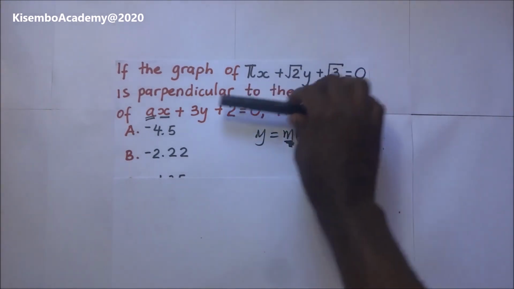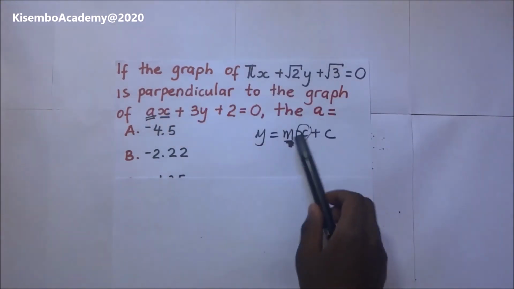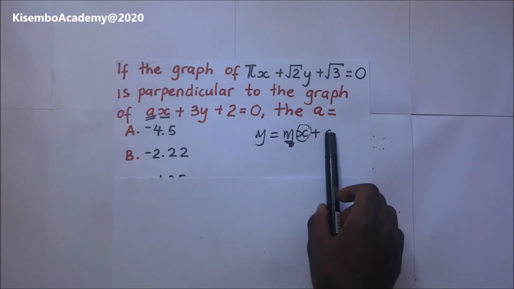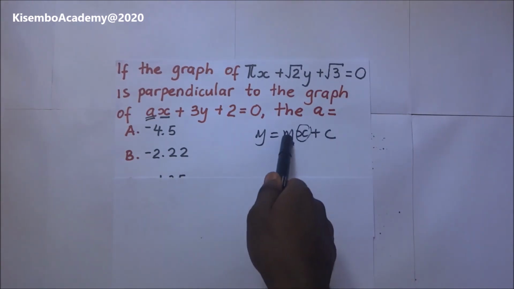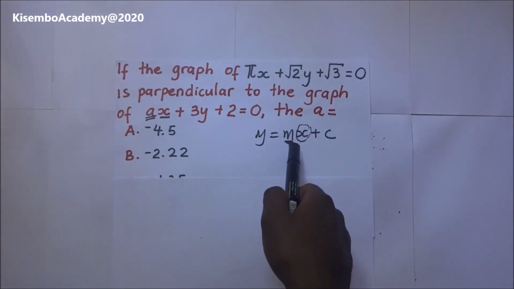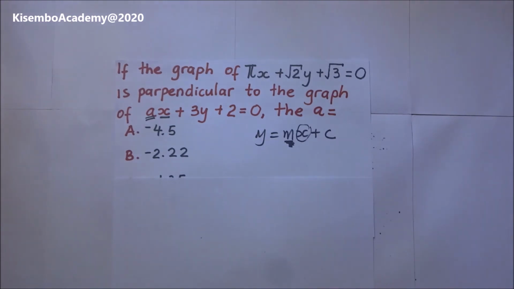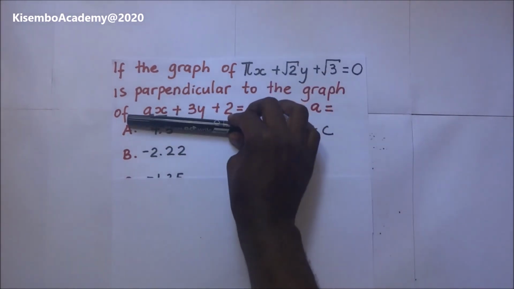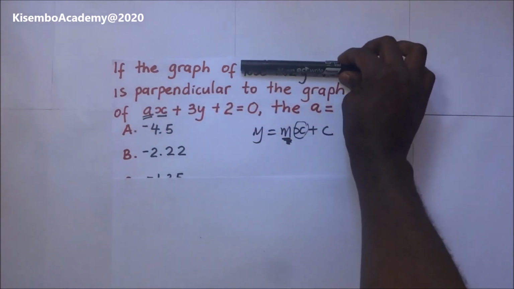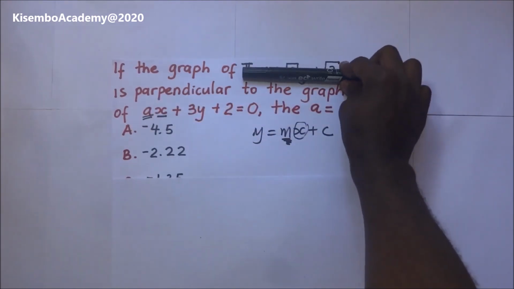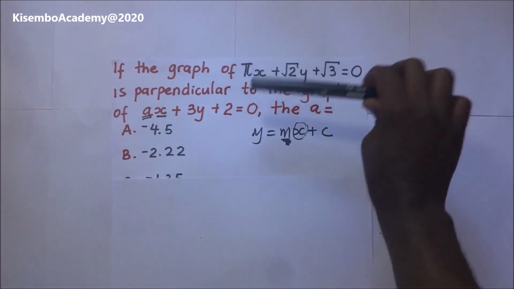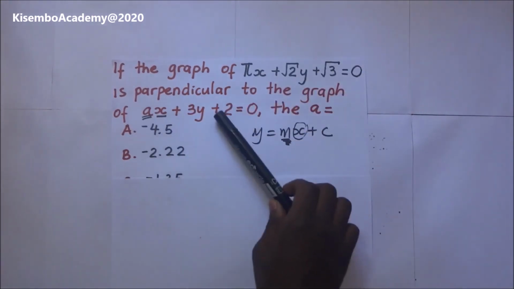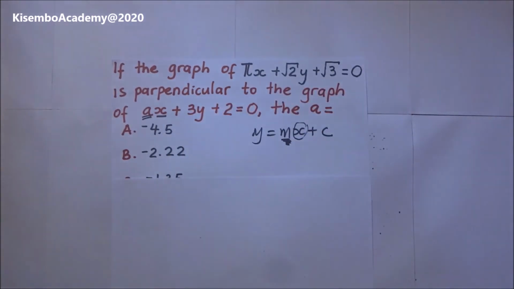Then we are also going to make this one look in this form y is equal to mx plus c, so that this m is put in perspective so that we can easily identify the value of m. Then since this one and that one are perpendicular, it means that the gradient of this equation is the negative reciprocal of this.